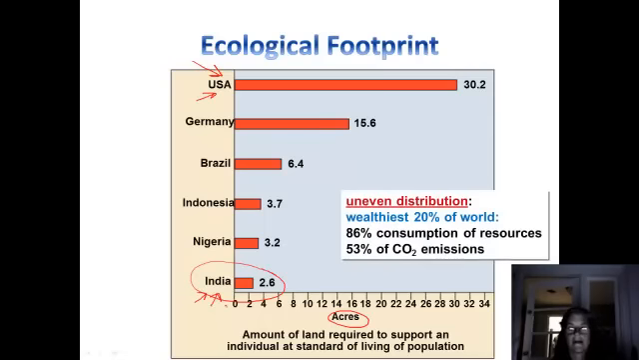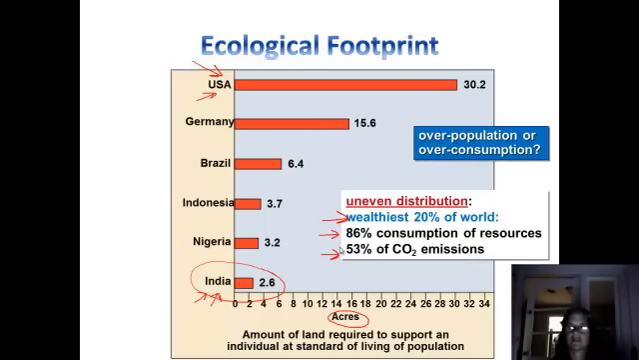So, the wealthiest 20% of the world consumes 86% of the resources. 20% of the people consuming the vast amount of resources of the world, and not to mention releasing more wastes, CO2 in particular.